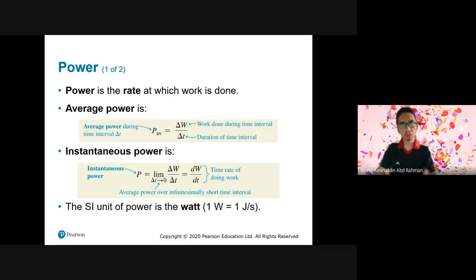For example, you have W1 and W2, and T1 and T2. Your average power will be W2 minus W1 over T2 minus T1. For instantaneous power, you look at the specific work during that time, divided by the time at that specific moment. So you have the instantaneous power. The SI unit of power is watt, or joule per second, because work is joule, divided by time, second.